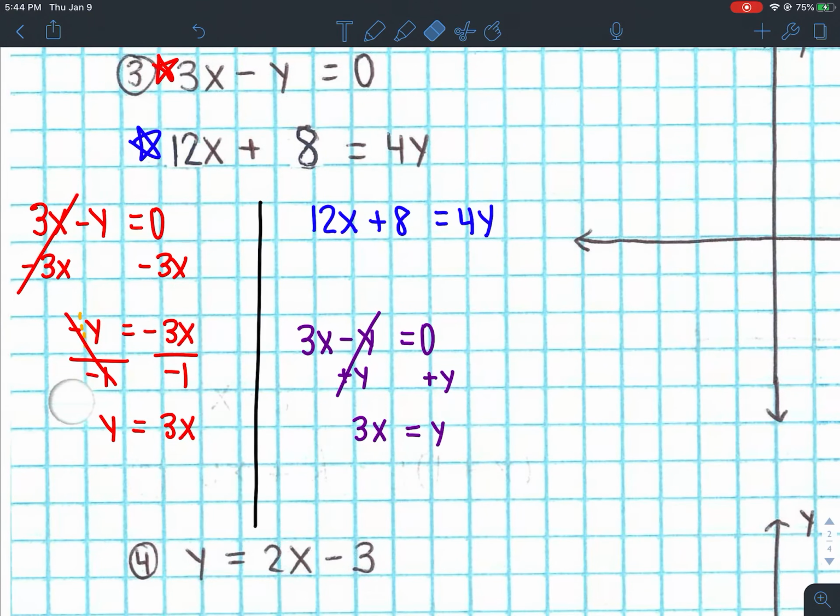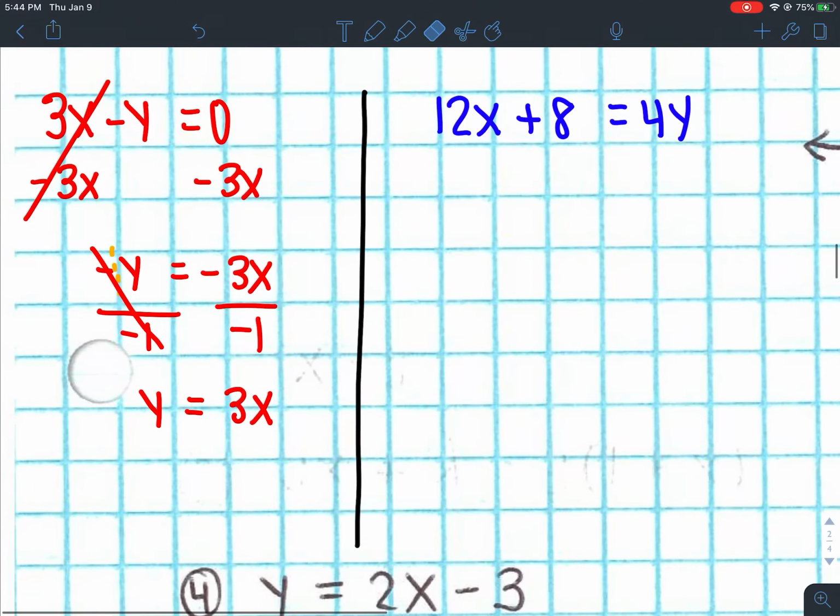Now look at how much work I had to do for the purple, and look at how much work I had to do for the red. Now you get the same answer, one's just shorter, so it is up to you what you want to do.